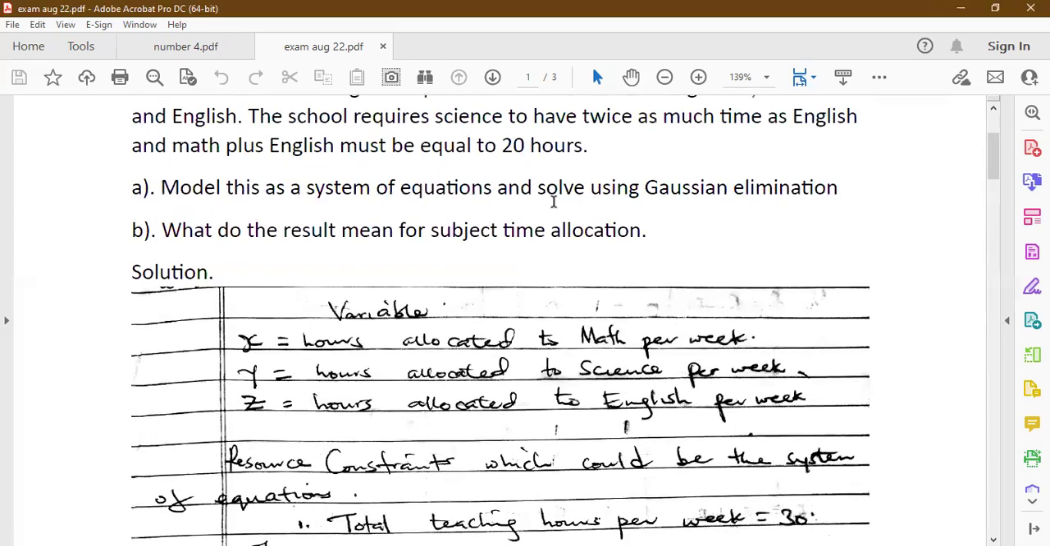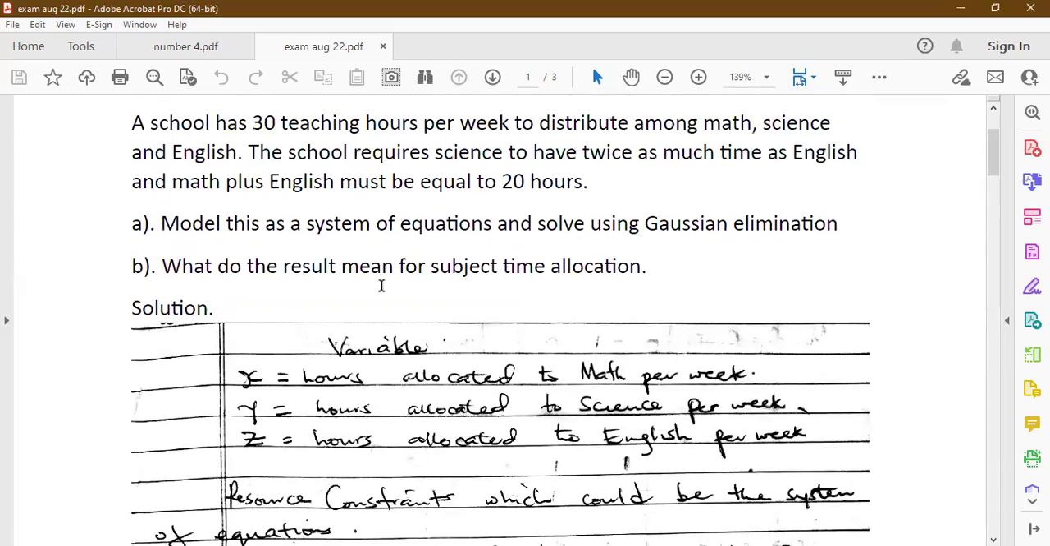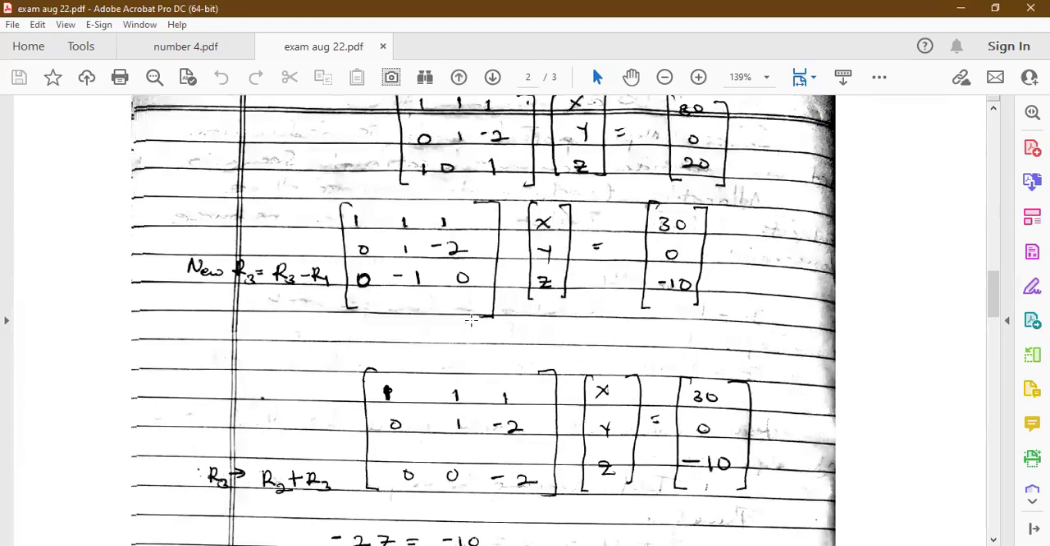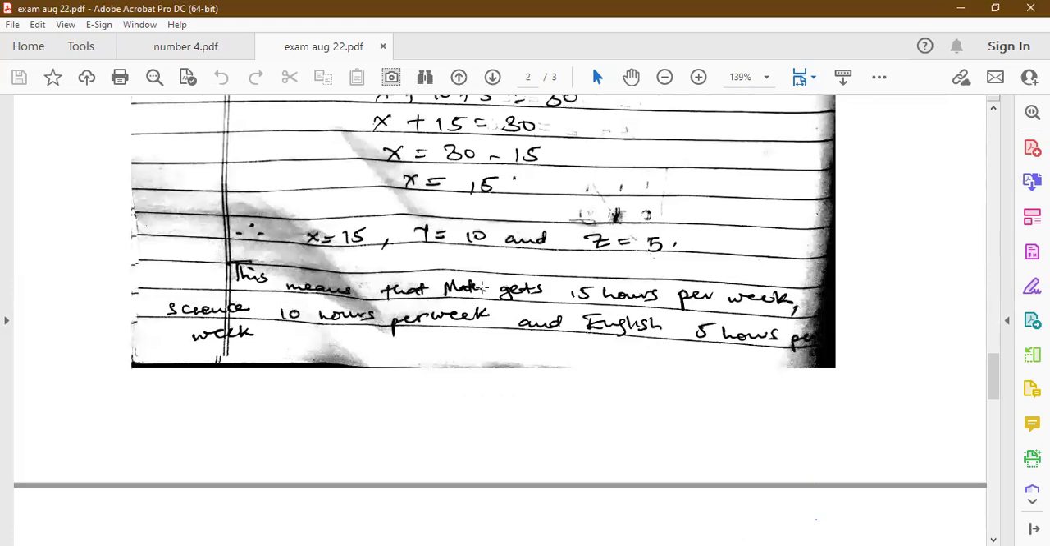So when you look at the question, what do the results mean for the subject time allocation? That was the last part. So this means that math gets 15 hours per week, science 10 hours per week, and English 5 hours per week.